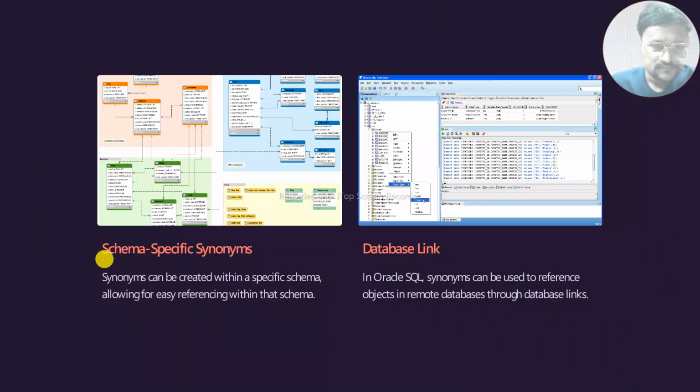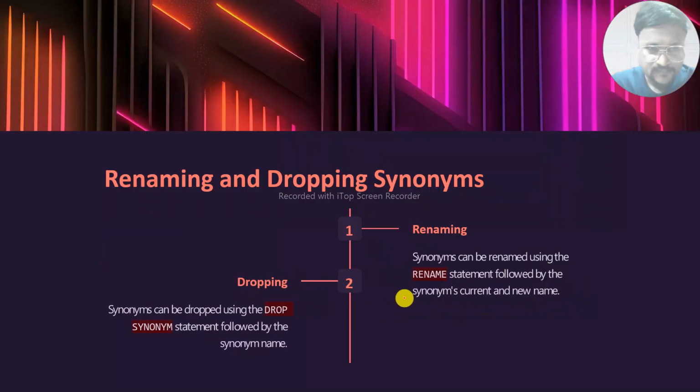Then you can see a synonym can be schema specific and a synonym can be a database link. So synonyms can be created within a specific schema, allowing for easy referencing within that schema. Then database link. In Oracle SQL, synonyms can be created to reference objects in a remote database through database links. Then how to rename the synonym and how to drop the synonym.